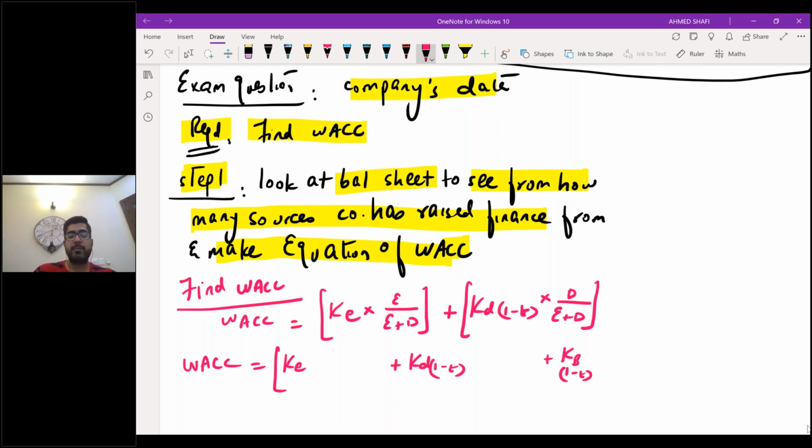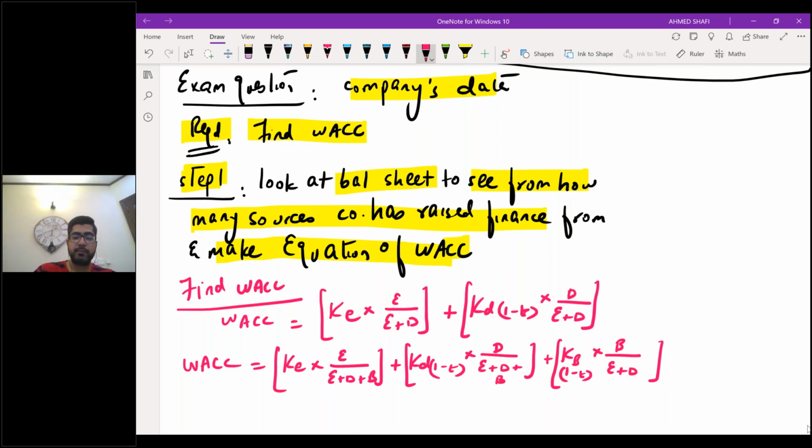KE will come on equity proportion. How do you get the equity proportion among all three? It's equity over all three, E plus D plus B. Cost of debt on debt proportion only. How do you get the debt proportion? D over E plus D plus B. Cost of bank loan only on the bank loan portion, that's B over E plus D plus B. This is the equation if the company has raised finance from three sources. And one last thing, then I will give you copying time.